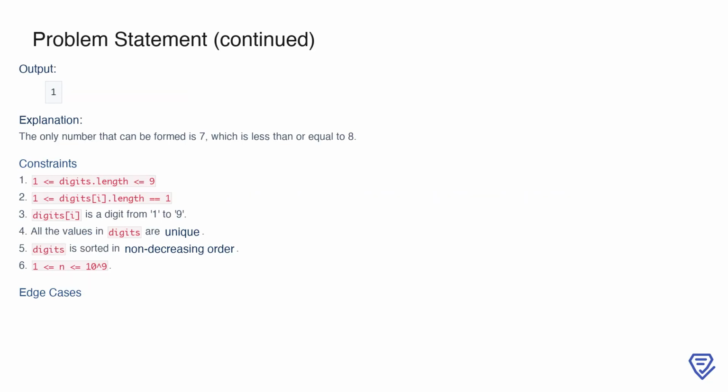Next, consider the case where digits equals 7 and n equals 8. Here, the only number we can form using the single digit 7 is 7 itself, which is less than or equal to 8. Since no other numbers are possible, the output is 1. This example illustrates how the problem behaves when we have very limited options, either due to a small digits array or a very small value of n.